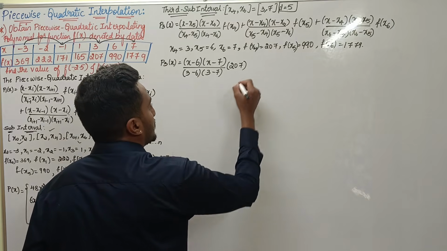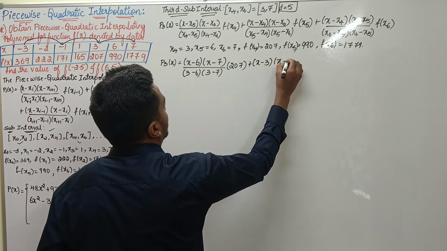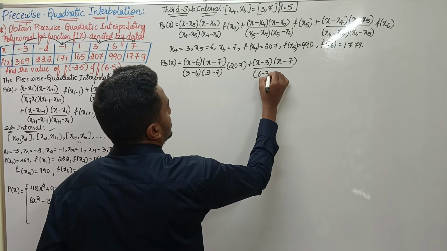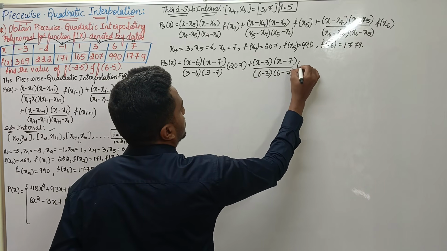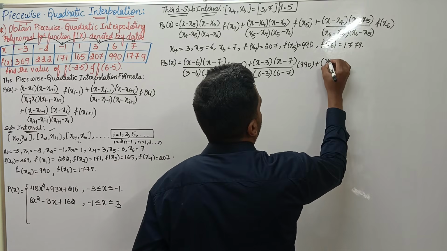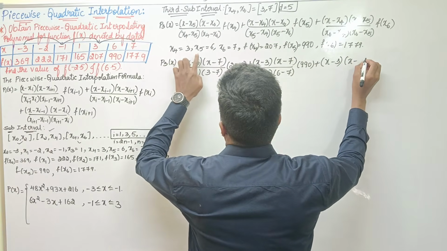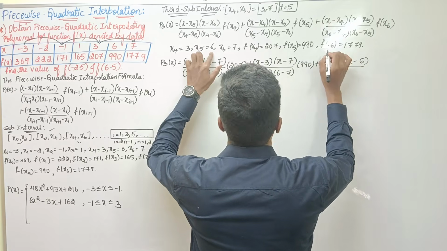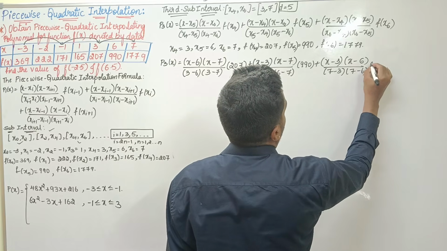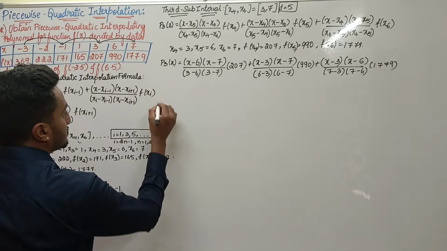Done. Similarly, let us repeat the next: x minus x4, what is x4? 3. x minus x6, 7, whole divided by x5, 6 minus 3, 6 minus 7, into 990, plus, now next, x minus x4, that is 3, x minus x5, that is 6, divided by x6, 7 minus 3, 7 minus 6, into 1779. Done.